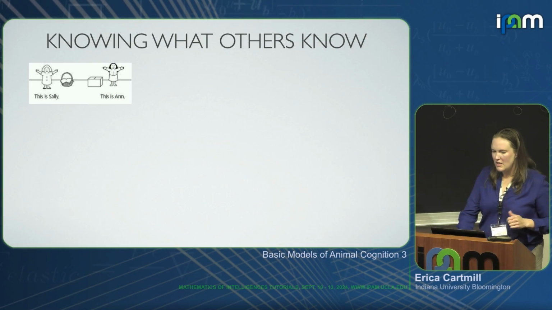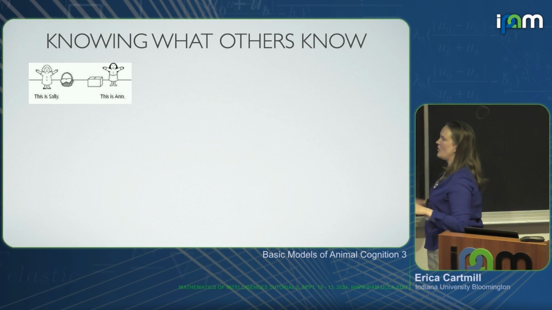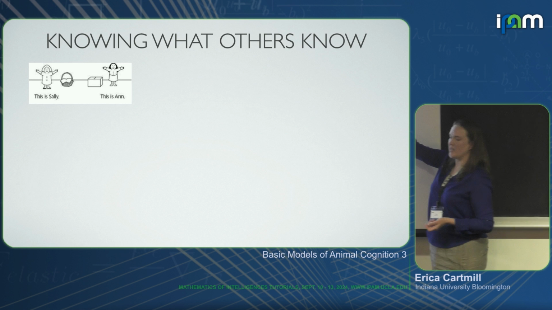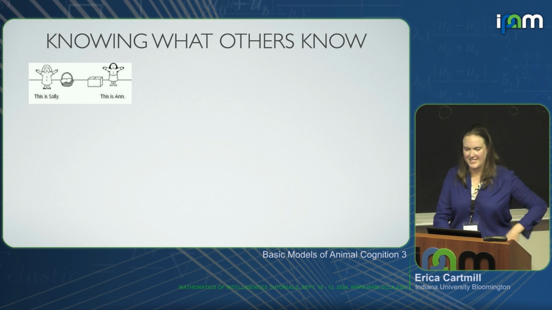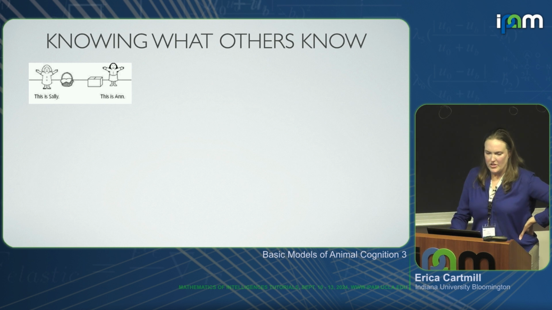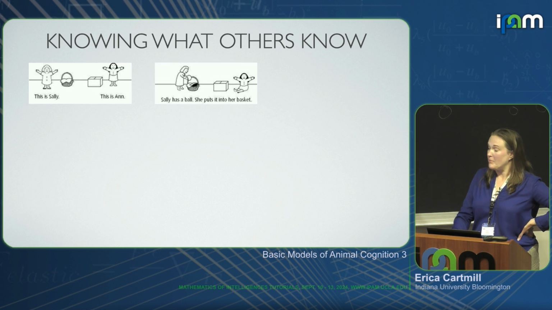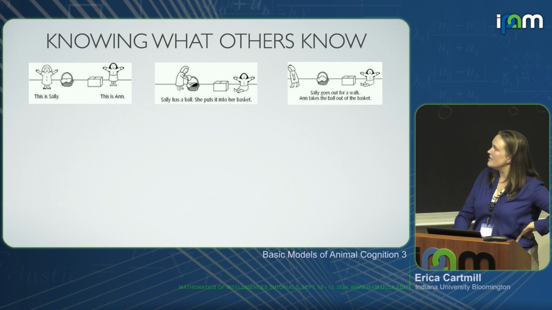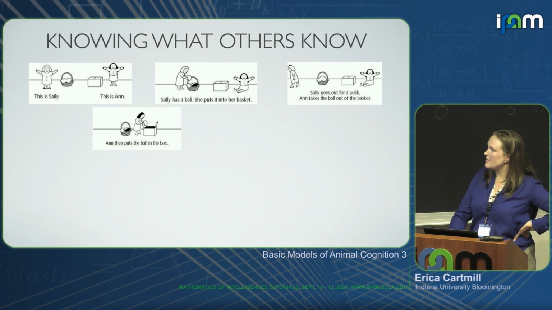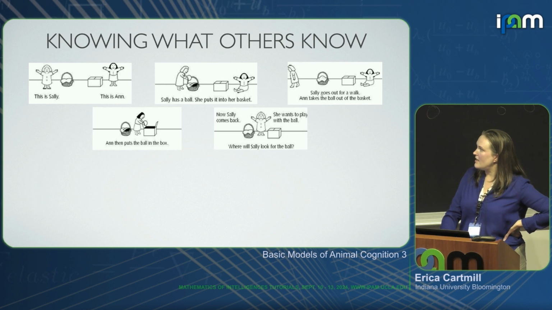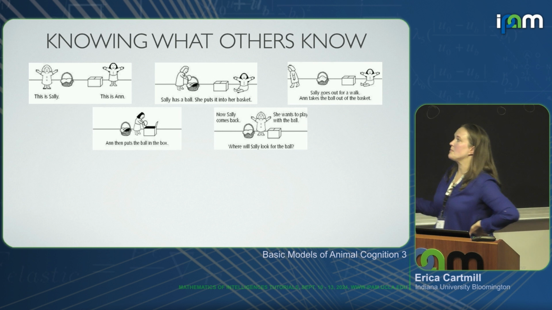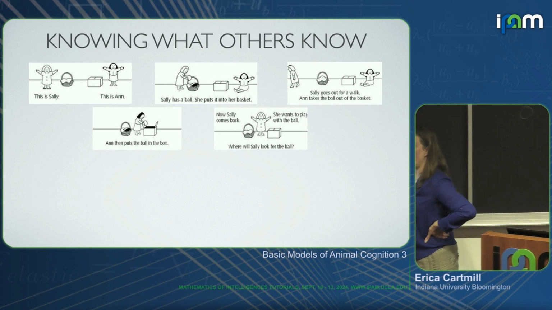So this is the classic, quote-unquote, Sally-Anne task, because in the original study there are two puppets named Sally and Anne. So this is the task. This is Sally, this is Anne. Sally has a ball, she puts it into her basket. She then goes for a walk. Anne comes and takes the ball out of the basket. She puts the ball in the box, and then Sally comes back, and she wants to play with her ball. Where will she look for the ball?